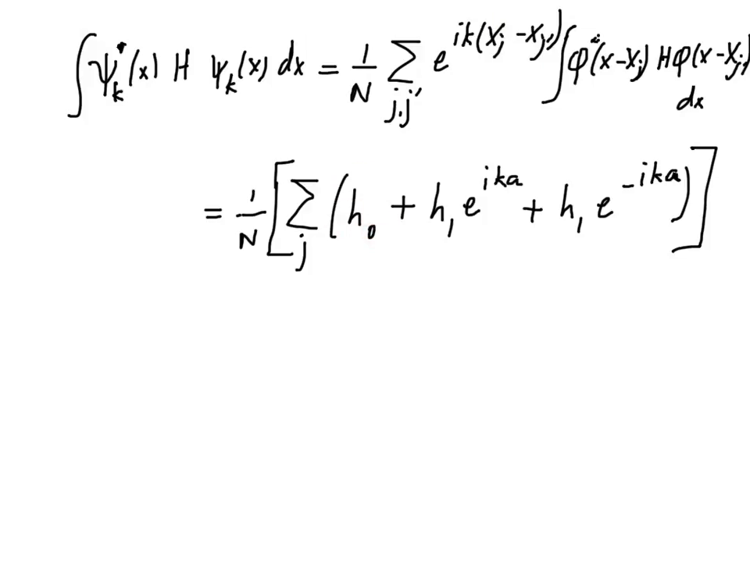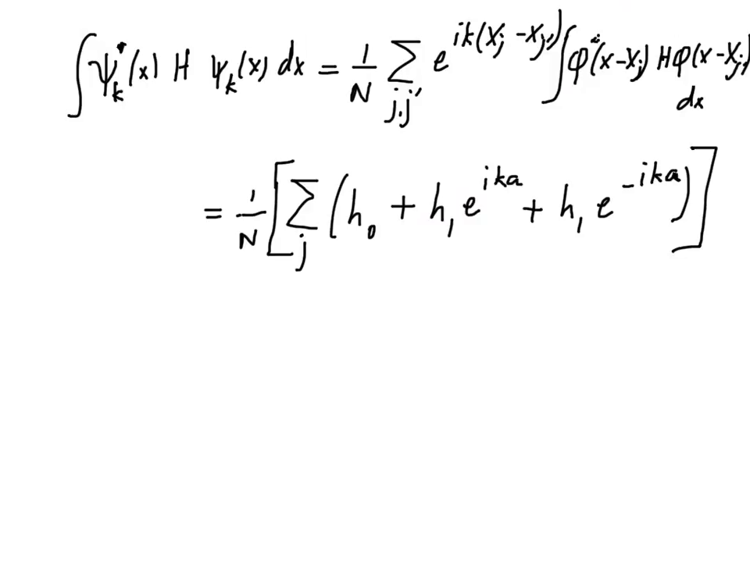That is what we are calling h naught. The second term which will survive is when j prime is 1 less than j. Remember that xj is nothing but j times a, because xj is a real space lattice vector, where a is the lattice constant. So when j prime is 1 less than j, xj minus xj prime is nothing but a. So the exponential here is e to the i k a, and the integral corresponding to that situation is what we are calling h1.